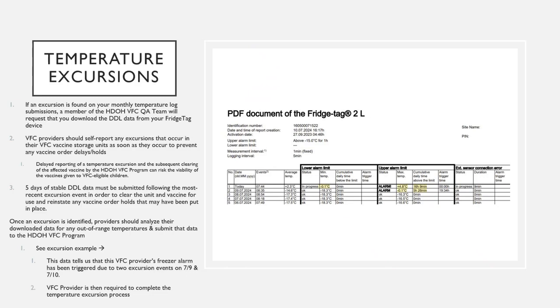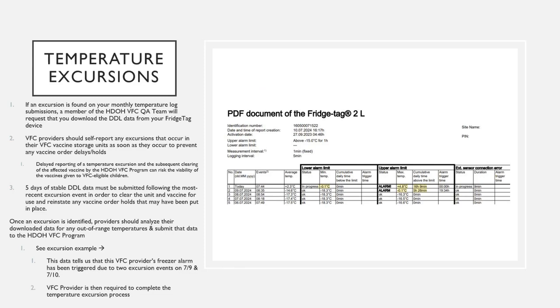Delayed reporting of a temperature excursion and the subsequent clearing of that affected vaccine by the VFC program can potentially run the risk of the viability of the vaccines given to your VFC eligible children population. We don't ever want to have to backtrack for an excursion that happened months ago and you have been administering vaccine to children in that meantime.